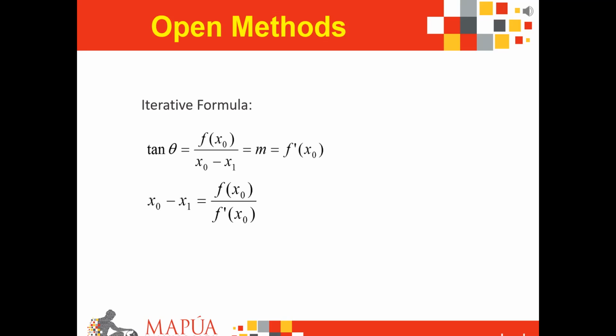Hence, we can now manipulate and solve by simply transposing x0 minus x1 to the other side, which is now equal to f(x0) divided by the first derivative at x0, thus giving you an iterative formula for x1 equivalent to x0 minus f(x0) divided by the first derivative of your function at x0.